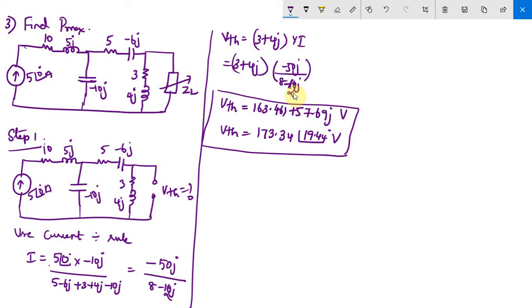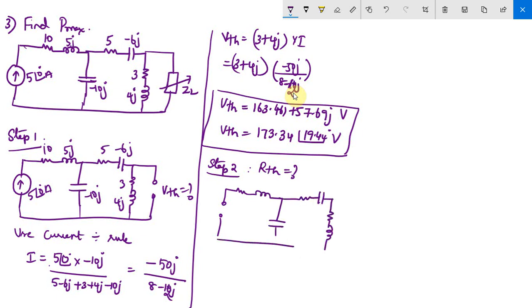Now we need to find RTH, that is step 2. For the RTH value, what we have to do? Remove the load by open circuiting and then remove the source. This is a current source, so you have to open circuit it, right? So redraw your circuit for RTH. We remove the current source by open circuiting, and the other parameters should be drawn as such, right? And what about the load? The load should also be left open. Now we need to find the RTH in the open circuited path, right?